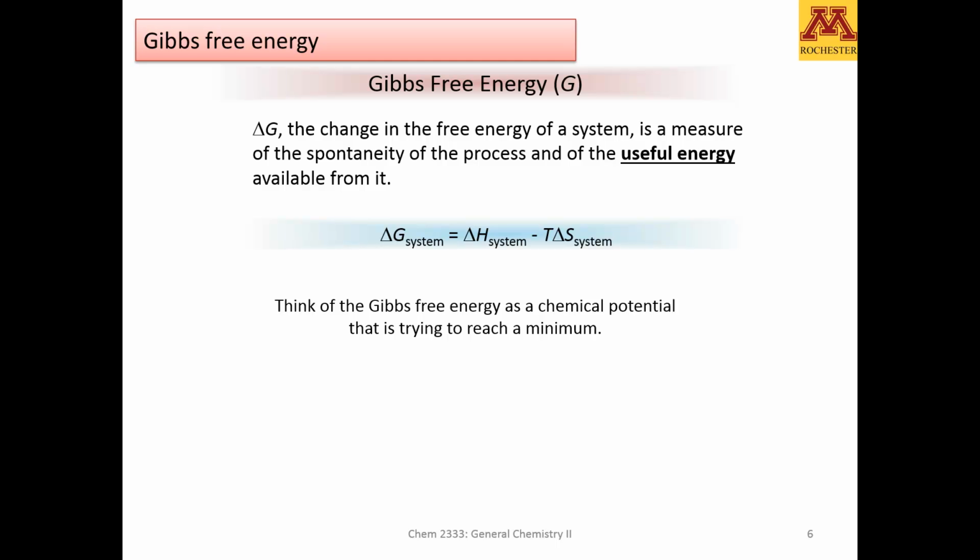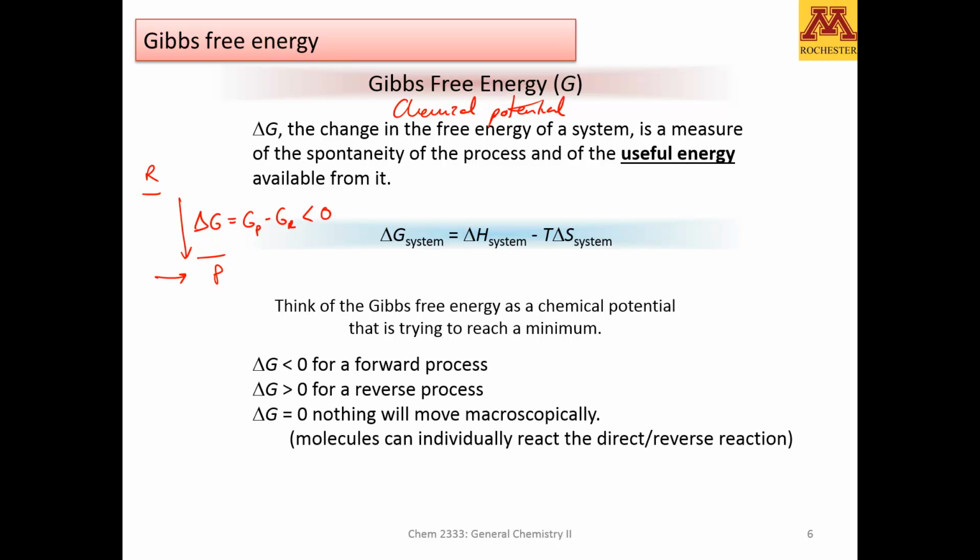But another way to understand Gibbs free energy is to think of it as if it were a chemical potential. If you've taken physics and you have seen electrical potential or gravitational potential, it means that the lower your potential is, the better. So when you have a reactant and a product, and there is a decay in chemical potential, meaning final minus initial is negative, that is something that is going to happen. So this is the criterion.